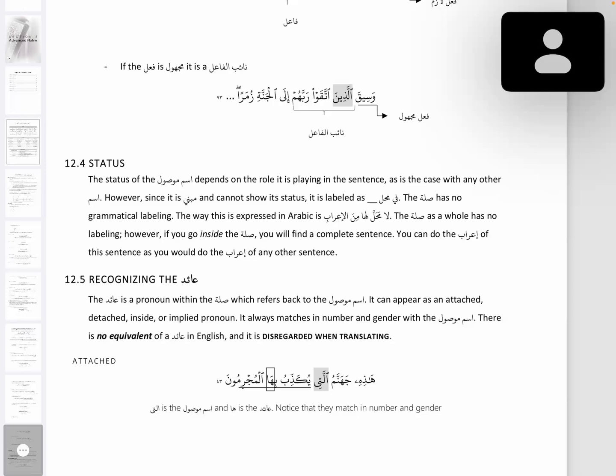So the status of ism mawsool depends on the role it is playing in a sentence, as is the case with any other ism. However, since it is mabni and cannot show its status, it is labeled as fi mahalli, and the sila has no grammatical labeling.